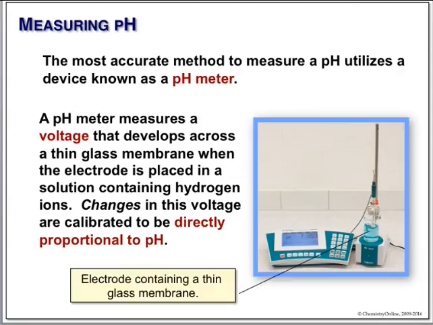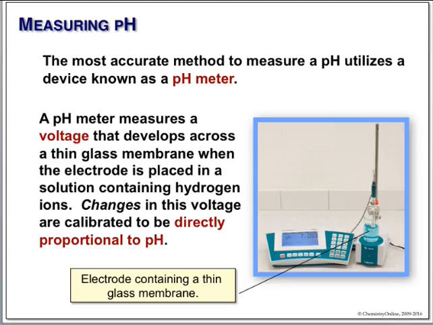A couple ways. The most accurate way to do it is with what's called a pH meter. A pH meter is really just a voltmeter. You have this electronic part here that's a millivolt meter, and you have a glass electrode. It literally is a glass electrode. The tip of the electrode is maybe thinner than a human hair, so it's very, very fragile.